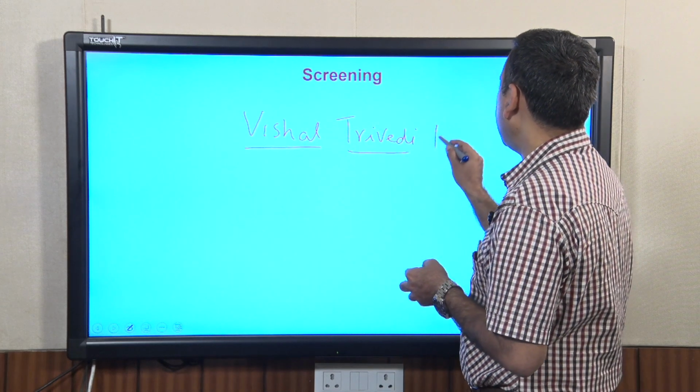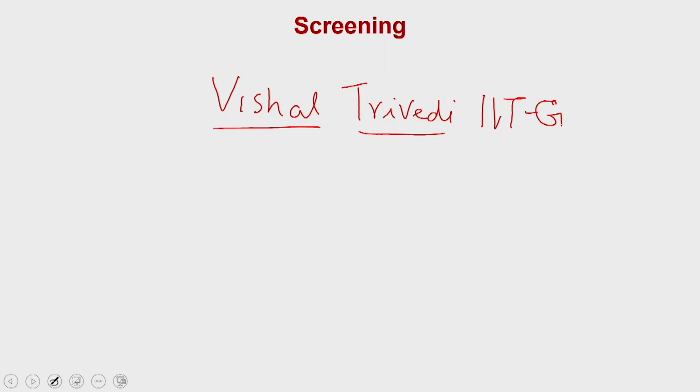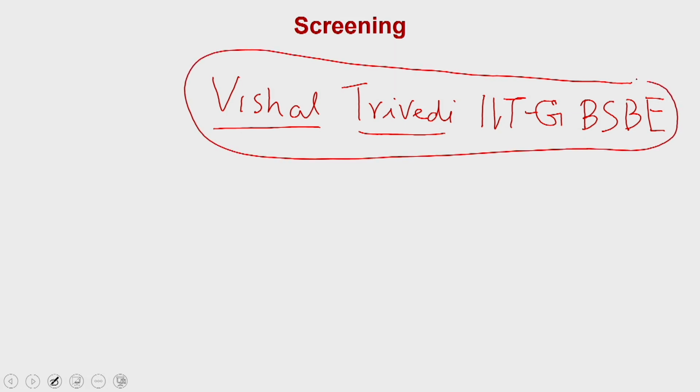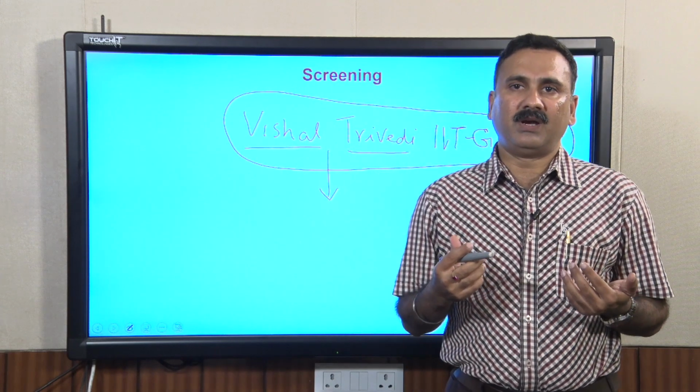For example, if I write Vishal Trivedi IIT Guwahati, then it becomes slightly more specific compared to only the name, but it could still be possible that within IIT Guwahati you may find several persons with the same name. So, you also have to add the department's name, which in our case is Biosciences and Bioengineering. Now if you put this as a query in Google, there is more probability that you may find my profile on the IIT Guwahati website.